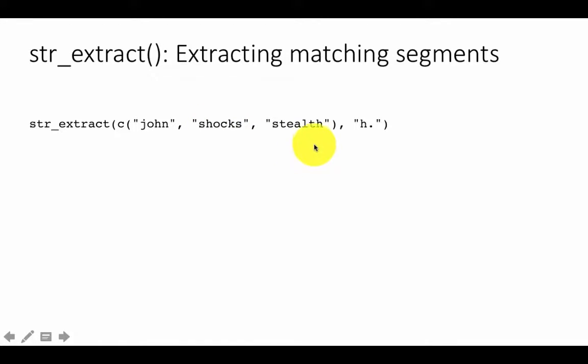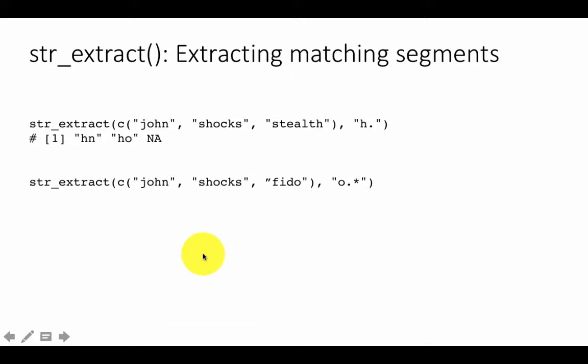And for Stealth, it's going to be no match, because H is not followed by anything, but we are saying we want to match one character here. So it doesn't match here. So the result is going to be HN, HO, and NA for the last one. So rather than trying to find out whether it matched or not, or how many times it matched, this time we are doing a different thing, saying, show me the pattern that actually matched.